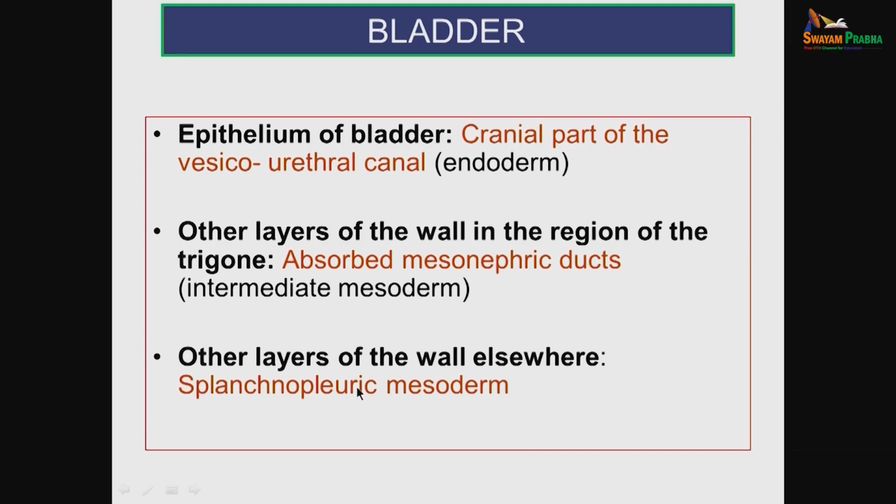Other layers of the wall elsewhere will be from the splanchnopleuric layer of lateral plate mesoderm. As I had mentioned earlier, the splanchnopleuric layer of intraembryonic mesoderm is in close contact with the endoderm, which gives rise to other layers of the wall. Only the epithelium is derived from the endoderm. Epithelium of the bladder is developed from the endoderm. Other layers of the wall elsewhere are from the splanchnopleuric mesoderm.